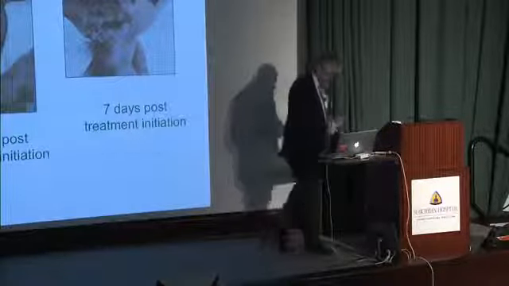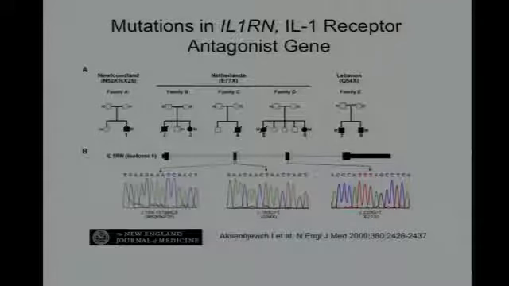So we looked at that, and lo and behold, what we found was that this patient was homozygous for a 2 base pair deletion in the coding region of the IL-1 receptor antagonist gene. That's almost too good to be true. Homozygous for the same 2 base pair deletion? How could that be? So we sequenced the parents. Sure enough, the parents were carriers for it. The kid really is homozygous for the 2 base pair deletion.